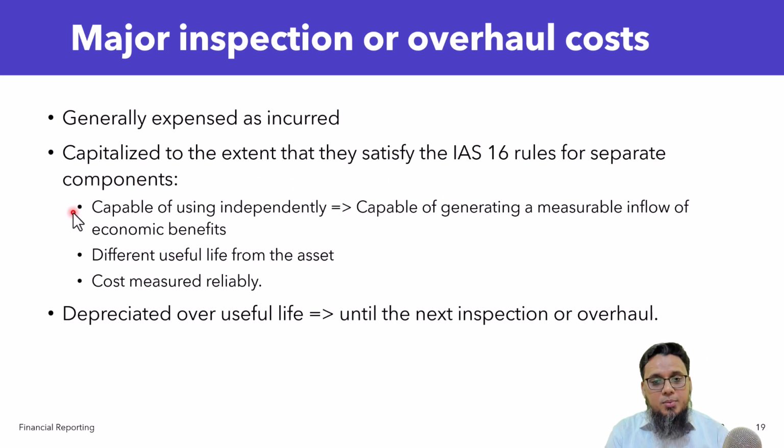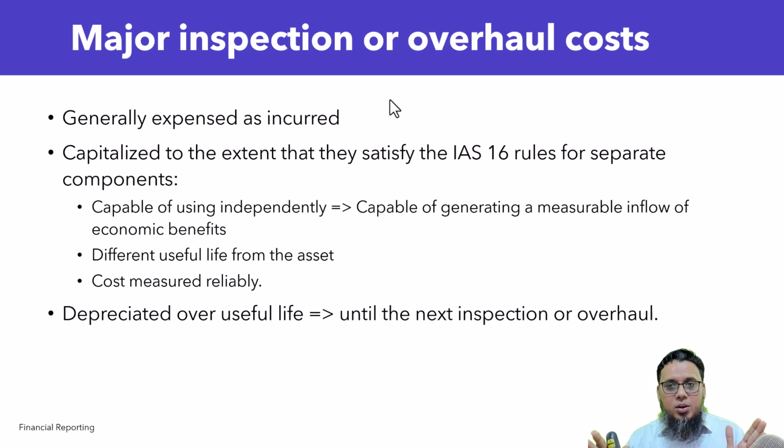What are the rules for a separate component? First, it is capable of being used independently, capable of generating a measurable inflow of economic benefits. Second, it has a different useful life from the asset. So the power plant may have a useful life of 25 years, but the overhaul cost may only be useful for 5 years and would need to be incurred again after another 5 years. And lastly, the cost can be measured reliably.